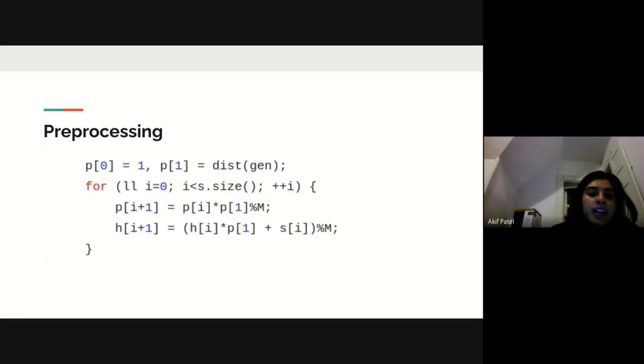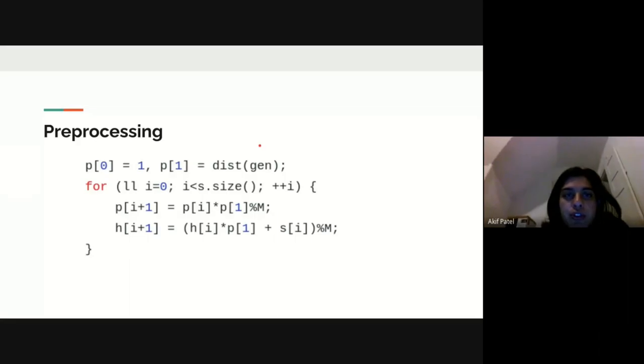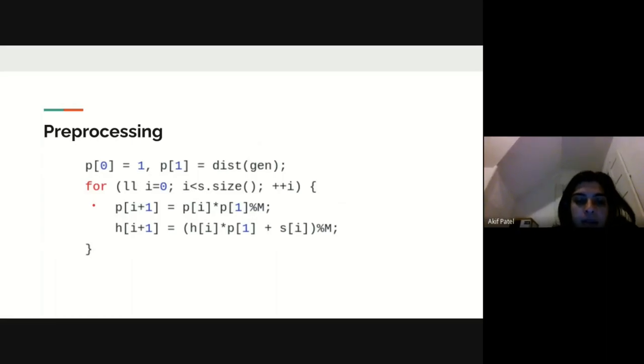So now we use it. This is the whole pre-computation part that we need to do. First off, we set p to the 0 as 1, and p to the 1 is our base, which is distgen, as Joe said. And then we go through and just do what we had on the earlier slide. We loop over all the characters in the string, and we just do the power of the base: p to the i is just this times this mod m. p1 here is just p to the 1. We take the previous value times p to the 1. And for the hash, it's the same formula I had on the earlier slide, just with the mod. It's exactly that: the previous value times p plus the new character.